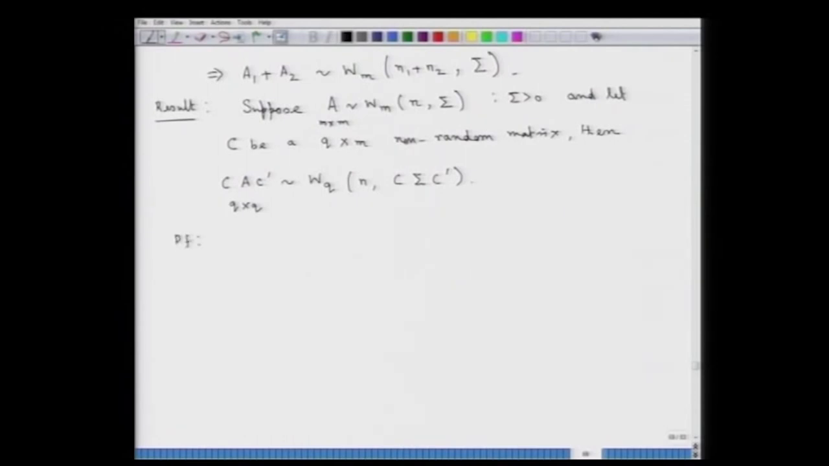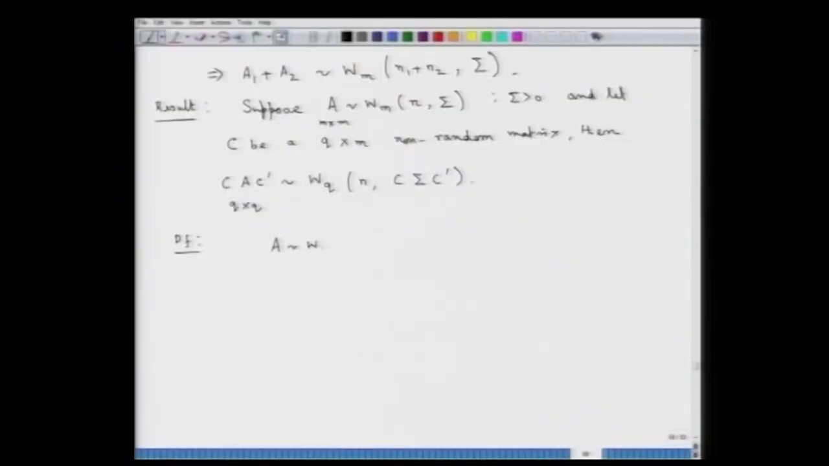Once again, we will look at proving this particular result without using any further properties of the Wishart distribution like its PDF or its characteristic function. What we will simply be using is the definition once again of the Wishart distribution. So, what do we have? We have A following a Wishart distribution, Wishart m n sigma.